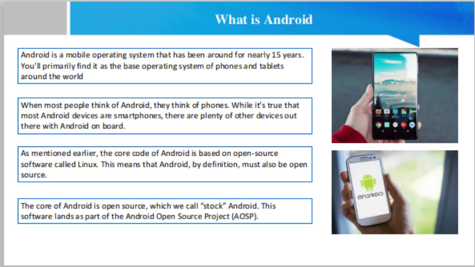Now, what is Google Play Services? The core of Android is open source, which we call stock Android. This software lands as part of the Android Open Source Project. This is Android in its purest and most basic form. However, the Android you get with almost all smartphones has tons of other software incorporated that is not open source. Most of this software falls under a system called Google Play Services. This brings Google branded products to Android, including the Google Play Store, Gmail, and YouTube.